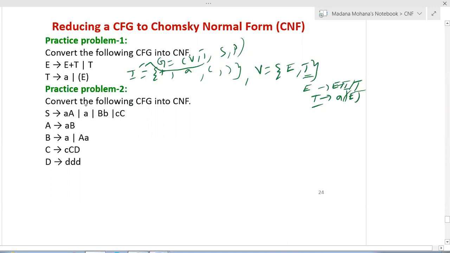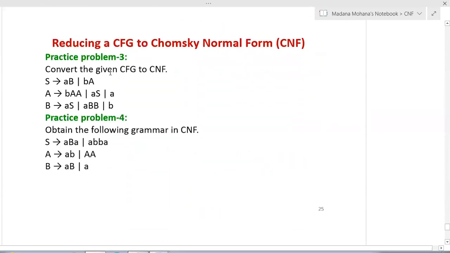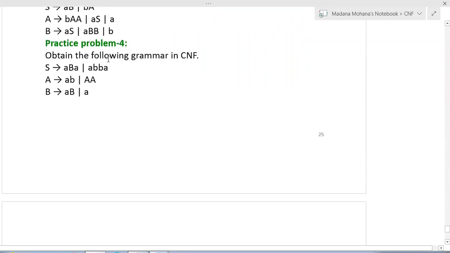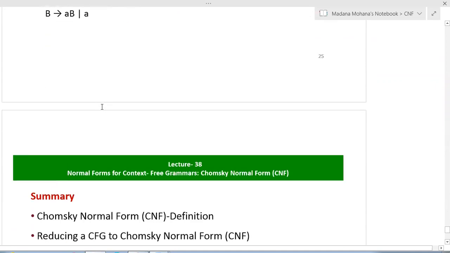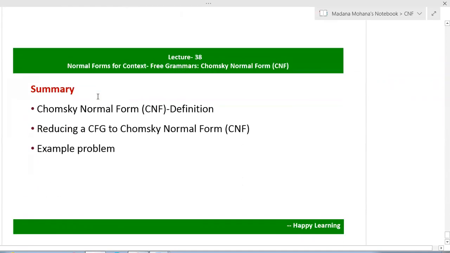Another problem, convert the following CFG into CNF. The variables are S, A, B, C, D. You can apply the same process. So different examples are given. Whatever I have added here, these are all previous questions. Then another problem, convert the CFG into CNF. S, A, B are the variables. Then practice problem 4, again S, A, B. You can practice all these 4 problems.